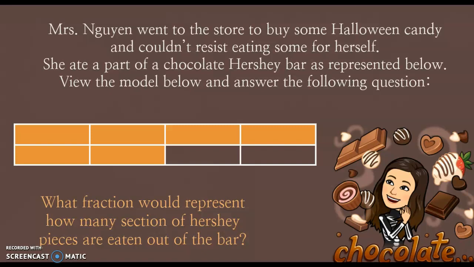She ate a part of a chocolate Hershey bar as represented below. So here's the Hershey bar, and the shaded part represents how much I ate. View the model below and answer the following question. What fraction would represent how many sections of Hershey pieces are eaten out of this bar? So looking at the model, how many are shaded and how many are total, how would you guys write this fraction?